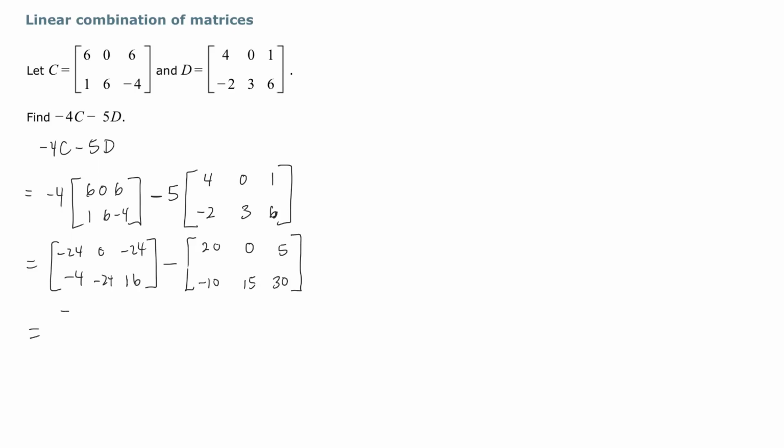We still get a 2 by 3 matrix, but now we have -44, 0, -29, 6, -39, and -14. And there you go. You found the expression -4C minus 5D. I'm going to put a period here, and I'm going to circle the final expression.